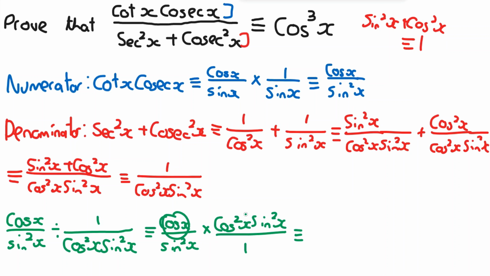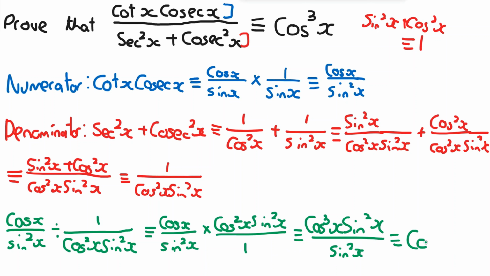which is equivalent to, so cos x multiplied by this is going to be cos cubed x sin squared x over sin squared x times 1, which is still sin squared x. And then these two cancel out, so we're just left with cos cubed of x, which is required.